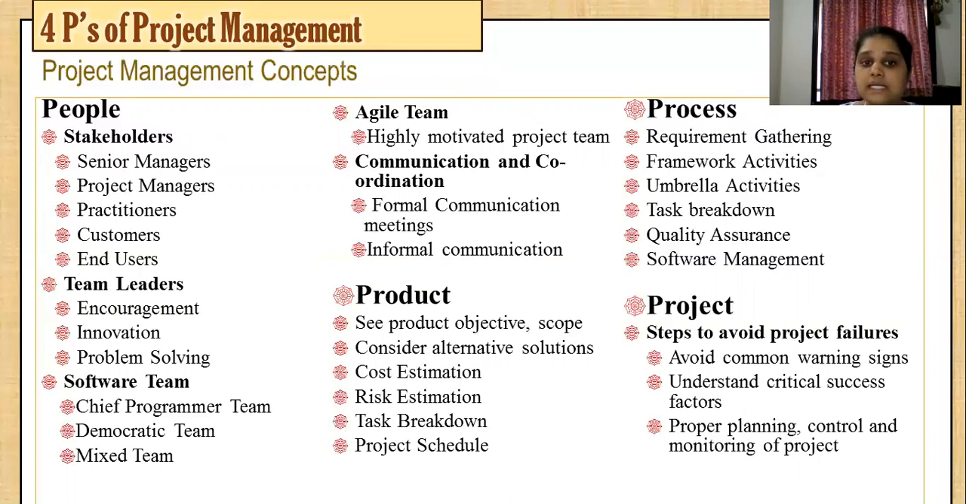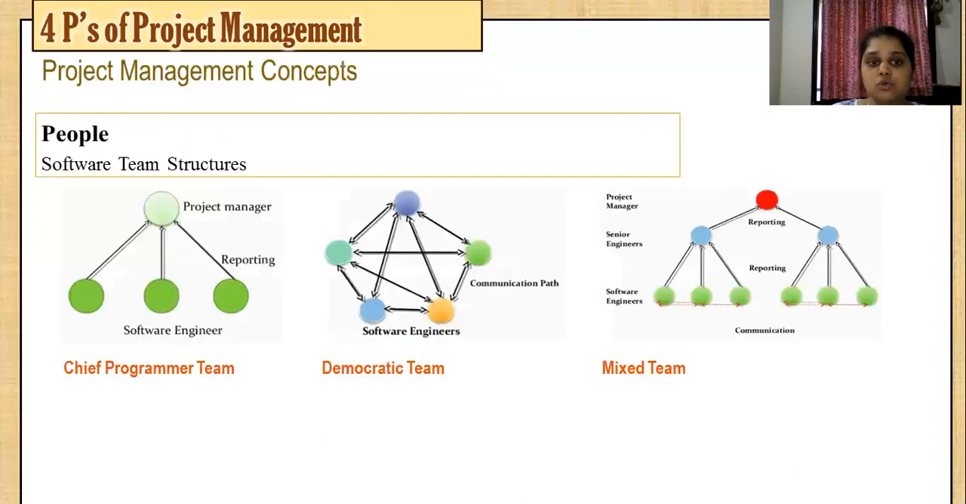Next is your software team. Now, a software team can be a chief programmer team, democratic, or a mixed team. So you can see the structure here. This is your chief programmer team. Your chief programmer has a single project manager here, and you have software engineers working below him in a hierarchy, and they all will be reporting to a single project manager, as you can see here. This is a chief programmer team.